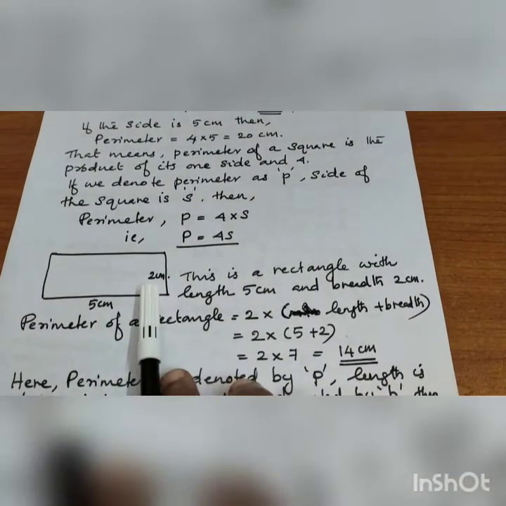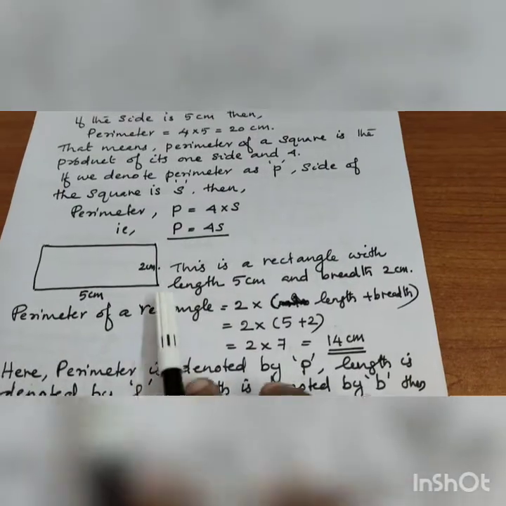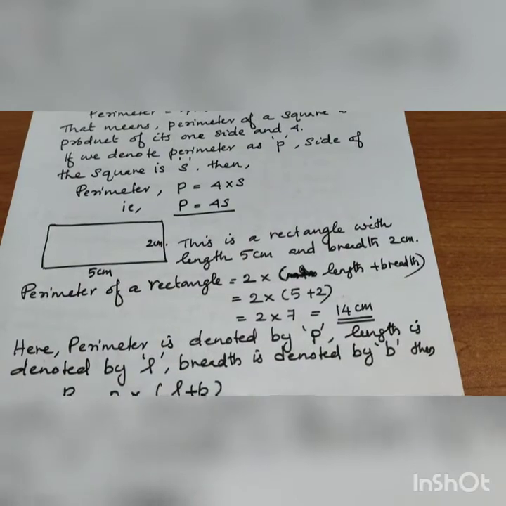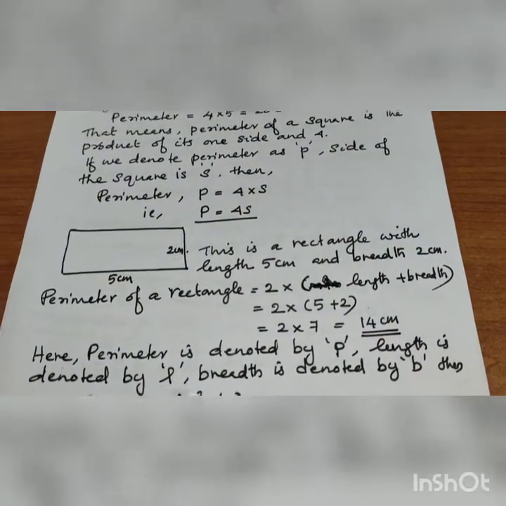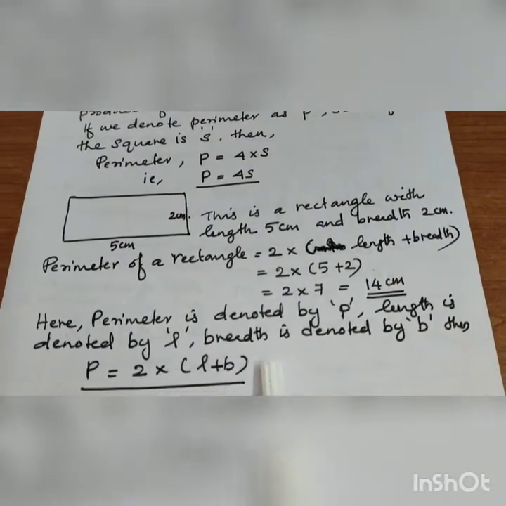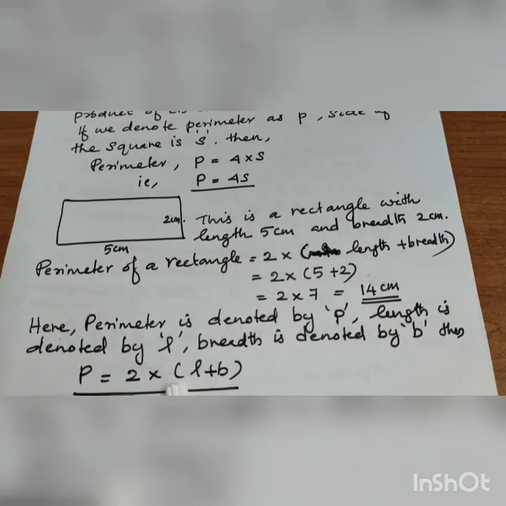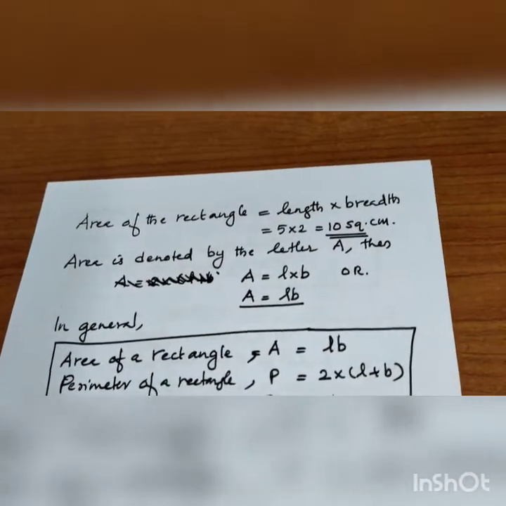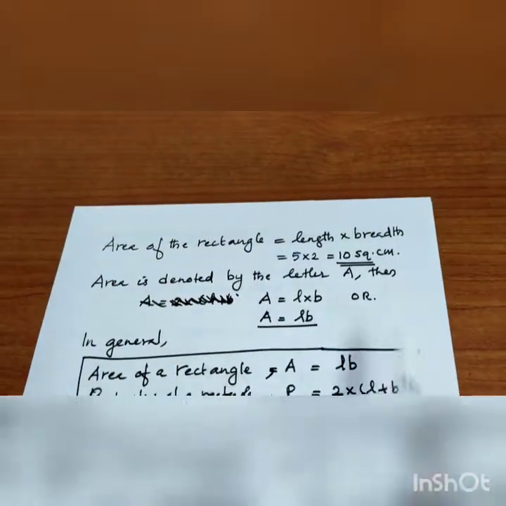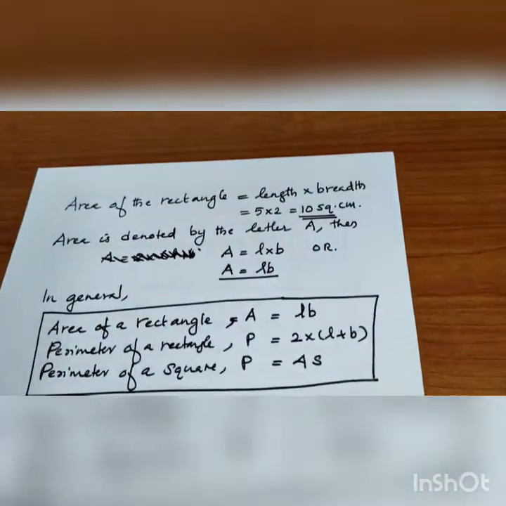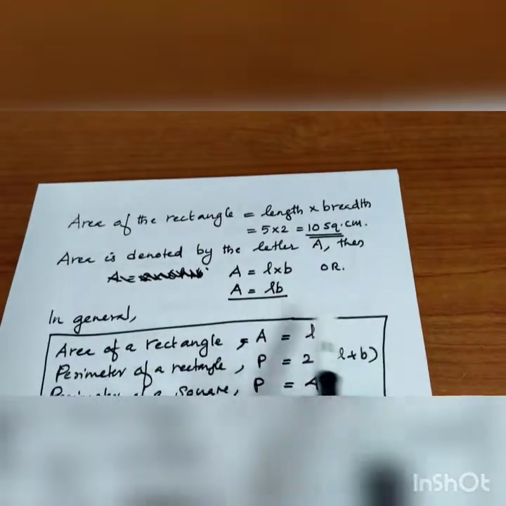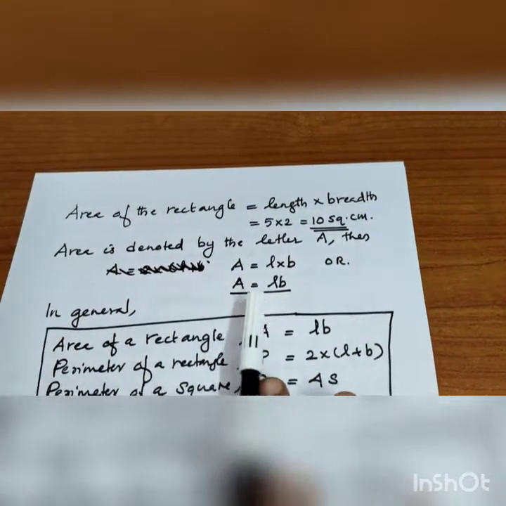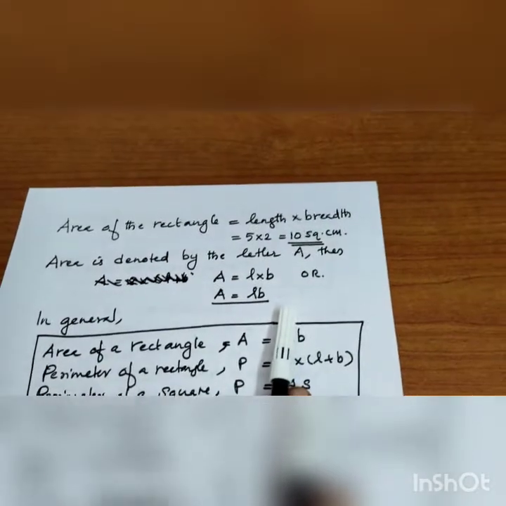Here, perimeter is denoted by the letter P. Length is denoted by the letter L, breadth is denoted by the letter B, then we can write P is equal to 2 into L plus B. Add L and B, then multiply by 2. How will you find the area? Area of a rectangle is length into breadth. That is 5 into 2, 10 square centimeter. Here area is denoted by the letter A, then we can write A is equal to L into B, or A is equal to LB. LB means L into B.